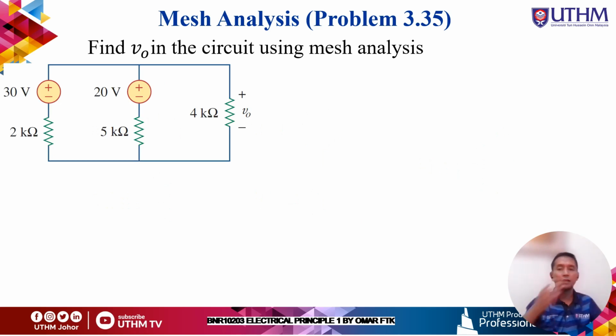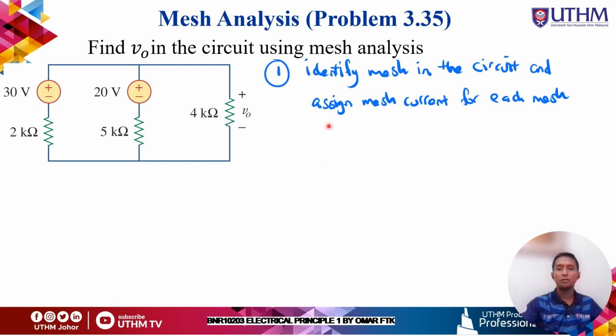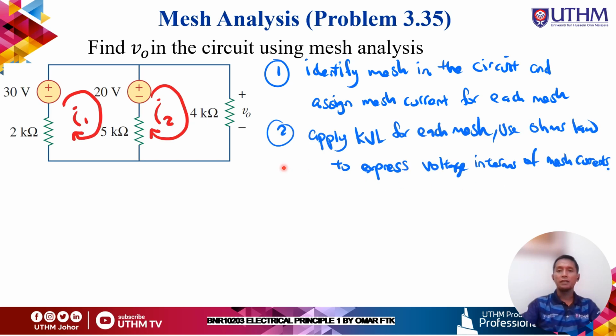Okay. So then we know we got two loops. From that we can use the three steps for mesh analysis. The first one is to identify the meshes in the circuit, and then you have to assign the current. So we will have two currents: the first loop current is in here, and then the second loop current, in order to find the output voltage. The next one is you have to apply Kirchhoff's voltage law for each mesh and use Ohm's law to express the voltage in terms of the mesh circuit current.